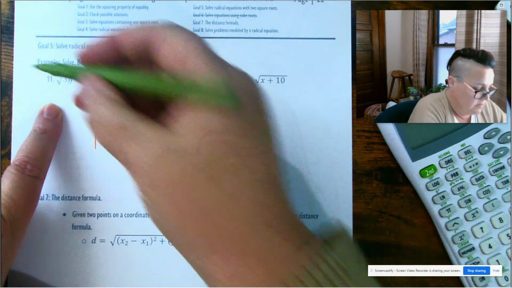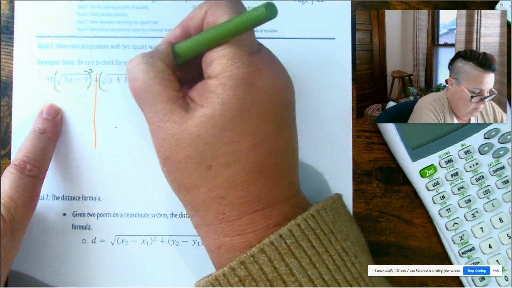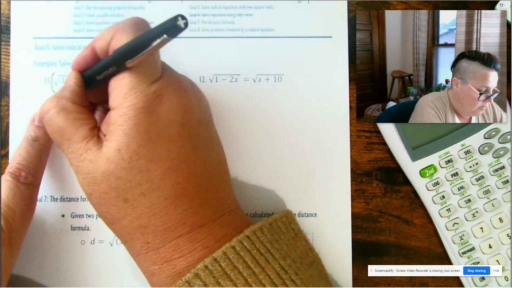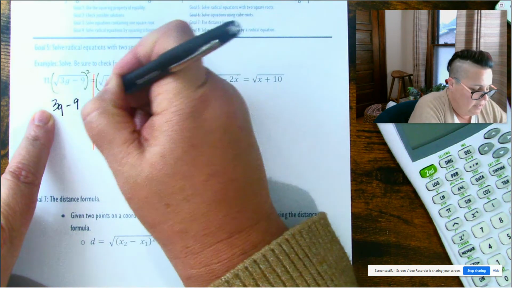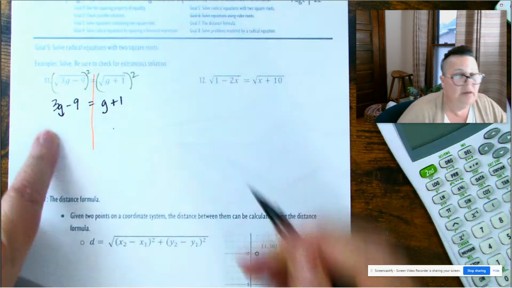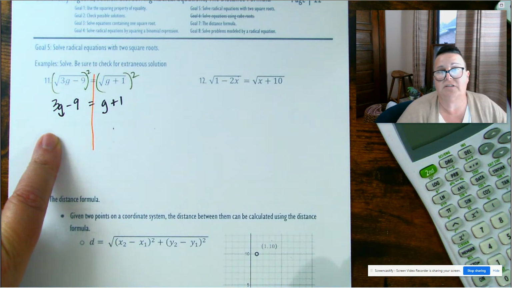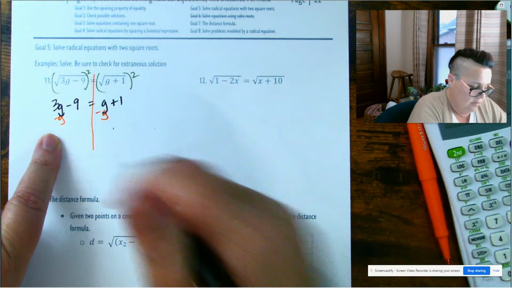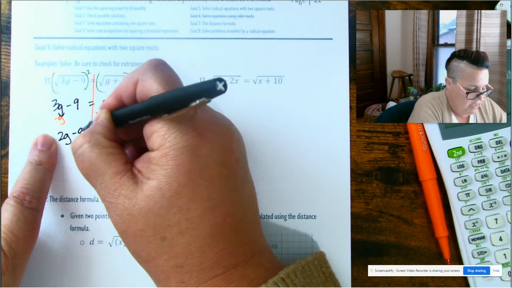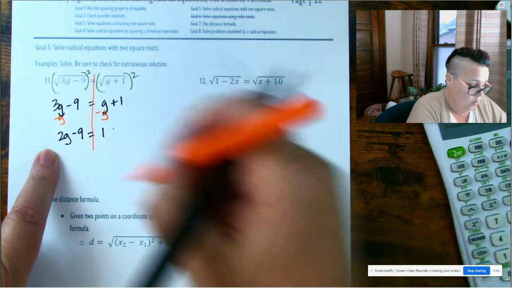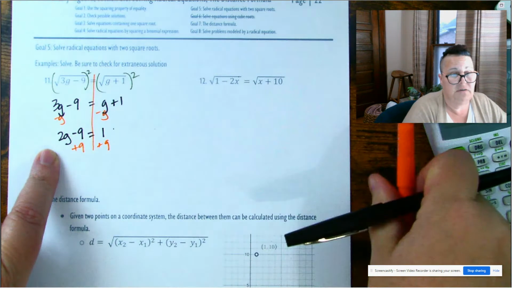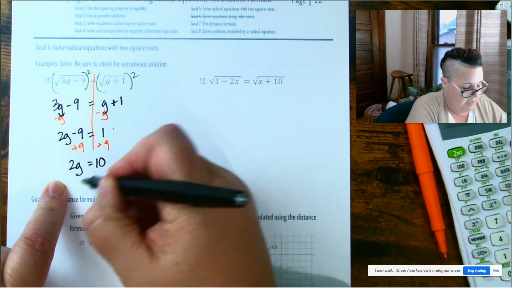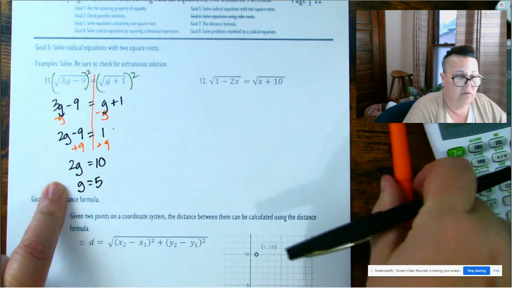Neither of them has anything else, so I can just square both sides. And if the square roots are equal, then what's underneath the square roots has to be equal. So 3g minus 9 has to equal g plus 1. And this equation is by far easier to solve than any of the ones we've had so far. I'm going to subtract the g from both sides. 2g minus 9 is equal to 1. I'm going to add the 9, right? We're just solving. So I have 2g's is equal to 10. Divide both sides by 2. g is equal to 5.